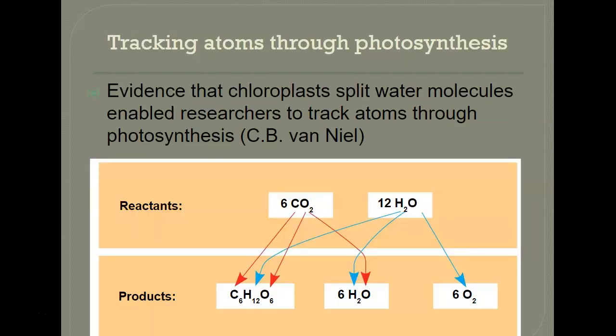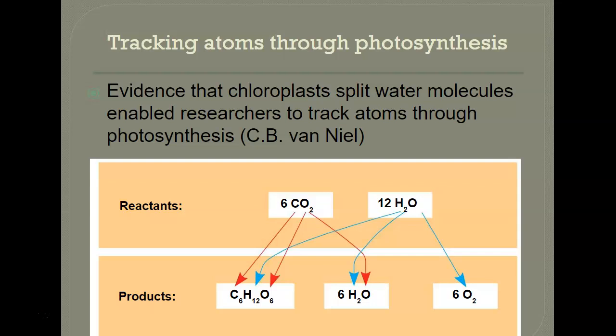You can track the atoms. That's kind of how they figured out what goes where. We don't really need to know the specifics about how researchers did it. It's more of an informational piece, but there was evidence that it comes from splitting water, just based on where certain atoms went. So we knew carbon dioxide is involved, we know water is involved, and then just by the sheer amount of glucose that is made, you can kind of track where those things go.